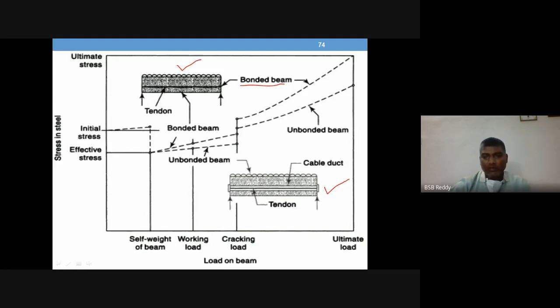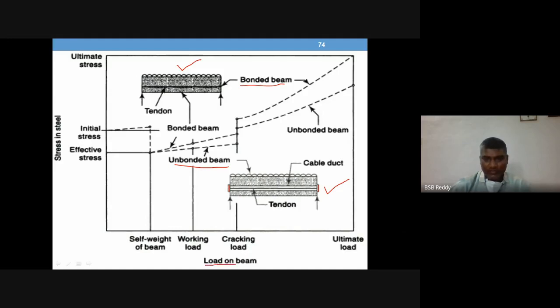Let us see this picture where you have a duct. You have a duct provided where the tendon is inserted and anchored at the ends. Okay, so these are the anchors, and there is no connection between the concrete and the tendon. So they are not in contact. So that is why this is an unbonded beam. Right, so these two we are now going to check according to the stresses in tendons.